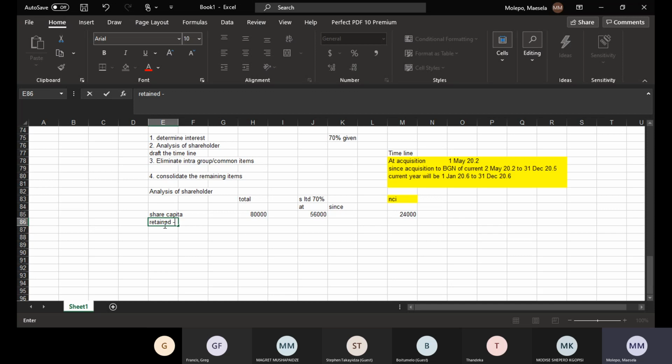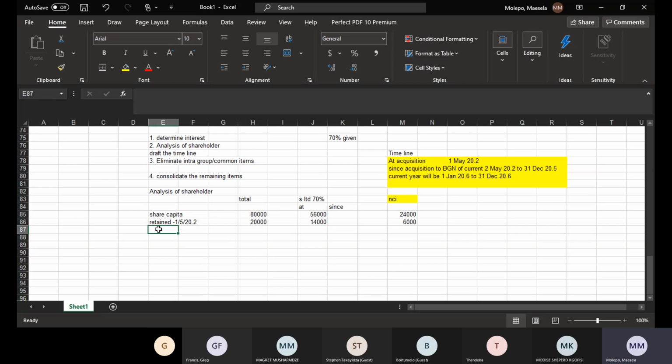So this is the retained earnings on 1 May 20.2, sorry. It was 20,000, and then the 70% of the 20,000 is 14,000, and then the remaining percentage 6,000.